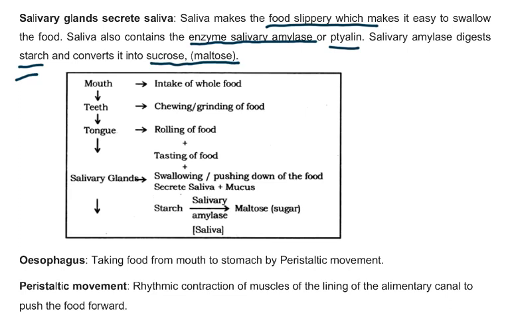If you can see, mouth helps in the intake of food, teeth help in the chewing and grinding, tongue helps in the rolling of the food and tasting of the food, followed by the salivary gland which helps in making this food soft. With the help of the tongue, it can be pushed down into the pharynx region or the neck region, and the salivary amylase which is present in the saliva breaks down this starch into small chains of sugar, or the maltose containing two molecules of glucose.